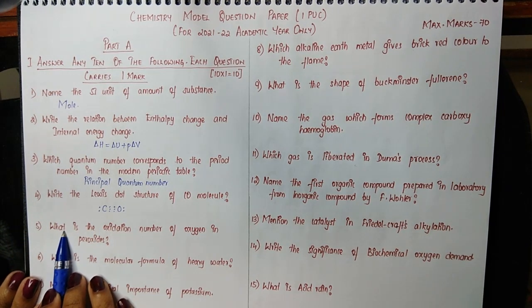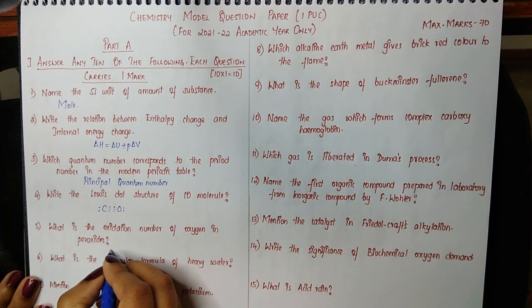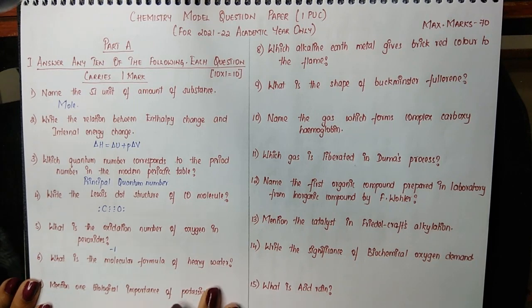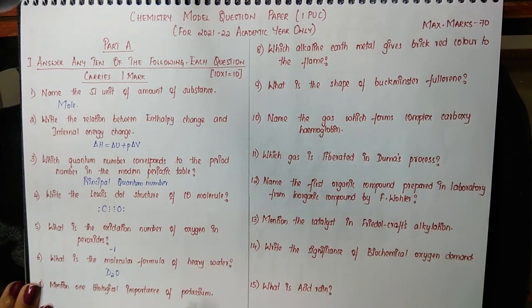Now the fifth question is, what is the oxidation number of oxygen in a peroxide? It is always -1. Then the sixth one is, what is the molecular formula for heavy water? It is D2O. This particular question is asked in the hydrogen chapter from part 2 textbook.